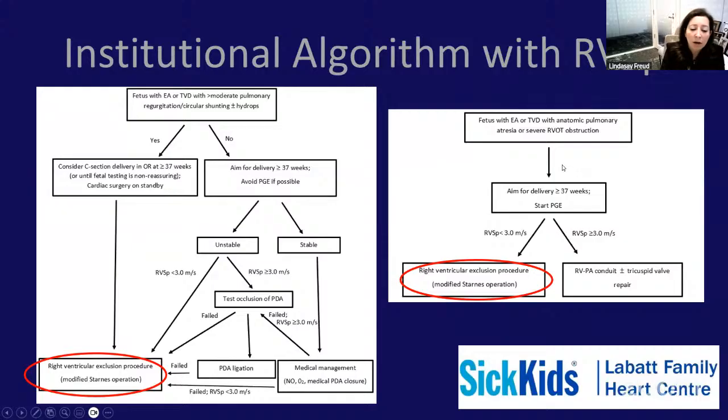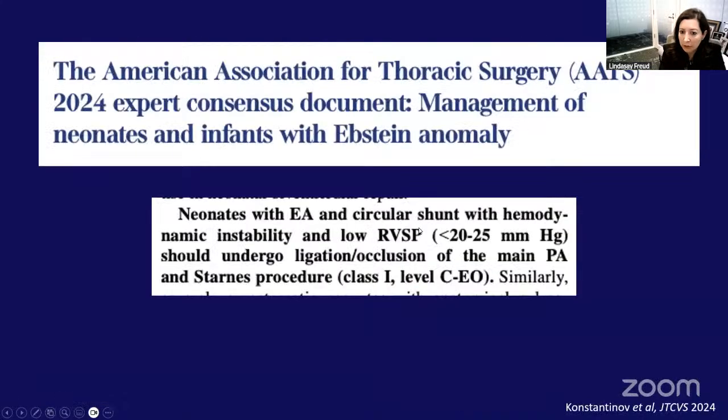And in our institutional approach, we look very carefully. What's really important is that we start thinking about these children not in the neonatal period, but in the fetal period, and very important in our algorithm is not just whether there's anatomic or functional outflow tract obstruction, but also right ventricular pressures, and the most severe children on either pathway will ultimately end up with a right ventricular exclusion procedure or the modified Starnes. And this was an algorithm that we put into place several years ago based on the data that I've shown as well as others' data.